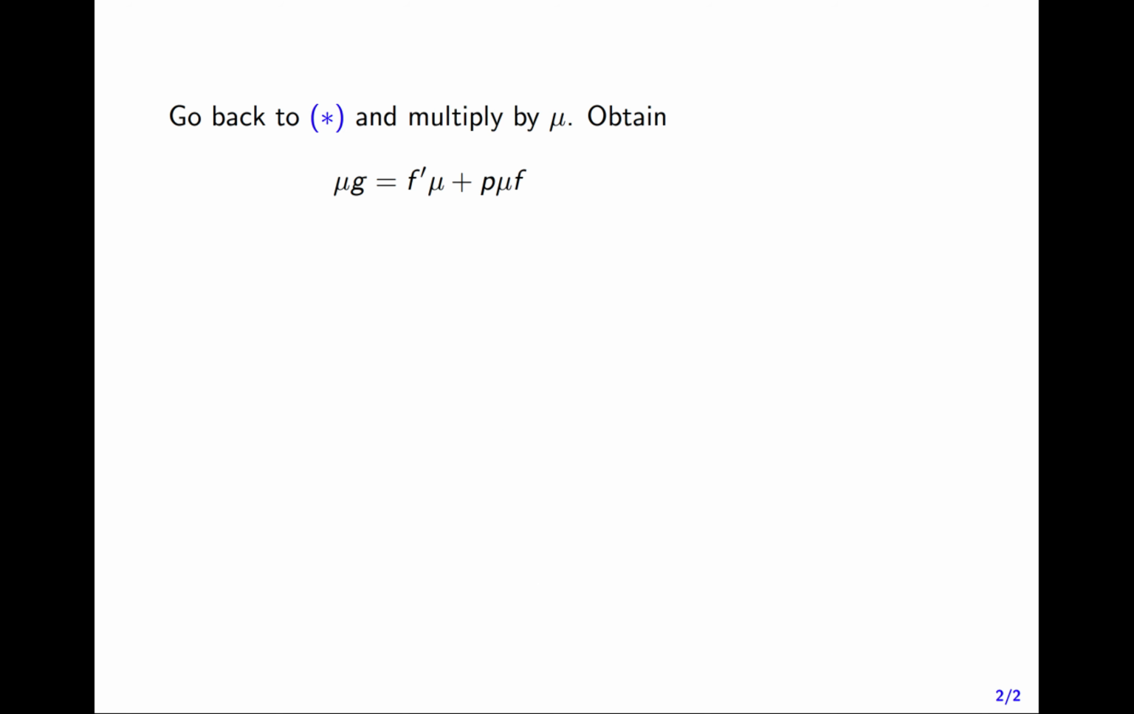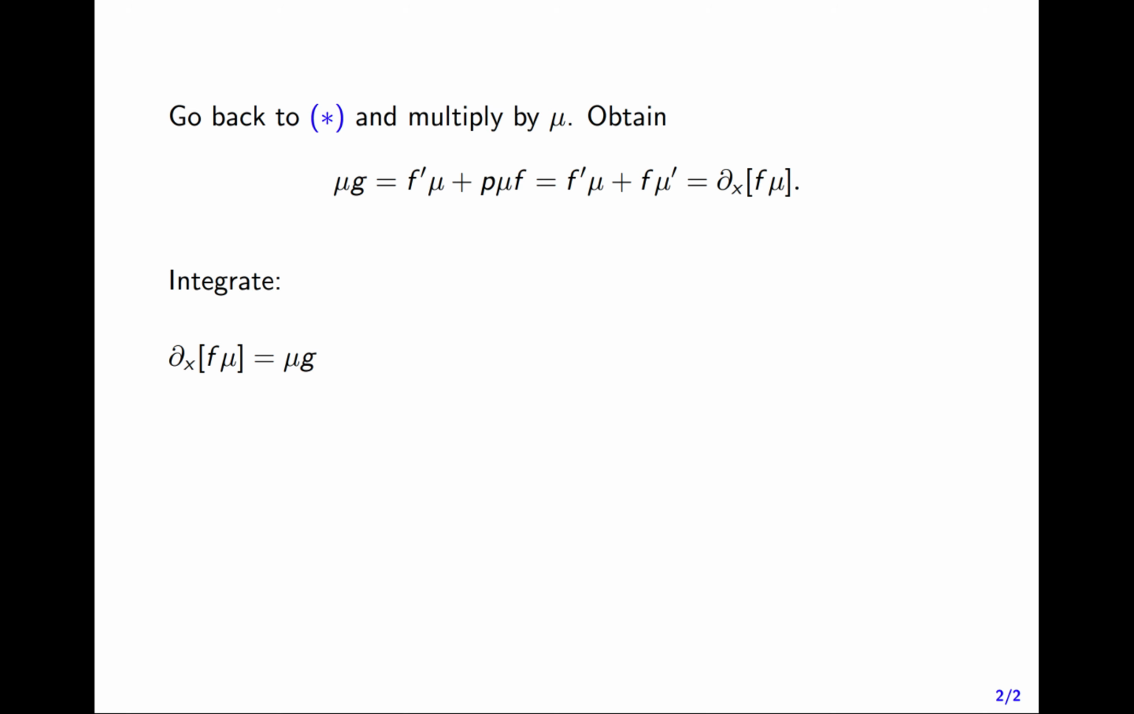So now I'm going to go back to my post-multiplication equation star and multiply both sides by mu. Here's what I get, just flipping what's on what side of the equal sign around. Mu g is equal to f prime times mu plus p mu times f. But now, this factor p mu I recognize as mu prime. So I have this all equal to f prime times mu plus f times mu prime. And this is, of course, the perfect product rule derivative of f times mu.